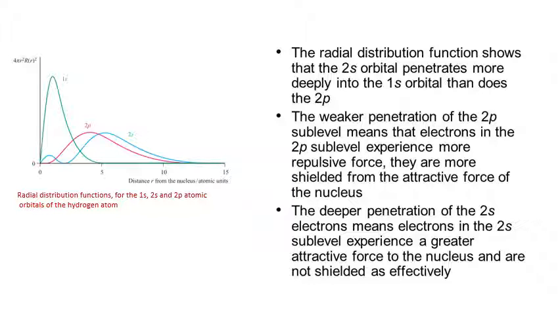2p, and because of this weaker penetration power of the 2p orbital, electrons in the 2p orbital experience less effective nuclear charge, or they experience a repulsive force, that they are shielded from the nucleus. Basically, you can see that this 1s and 2s actually shield this 2p orbital electron, and because of that they cannot fully experience the attractive force of the nucleus. The deeper penetration of the 2s orbital means electrons in the 2s orbital experience a greater force toward the nucleus and are not shielded as effectively.